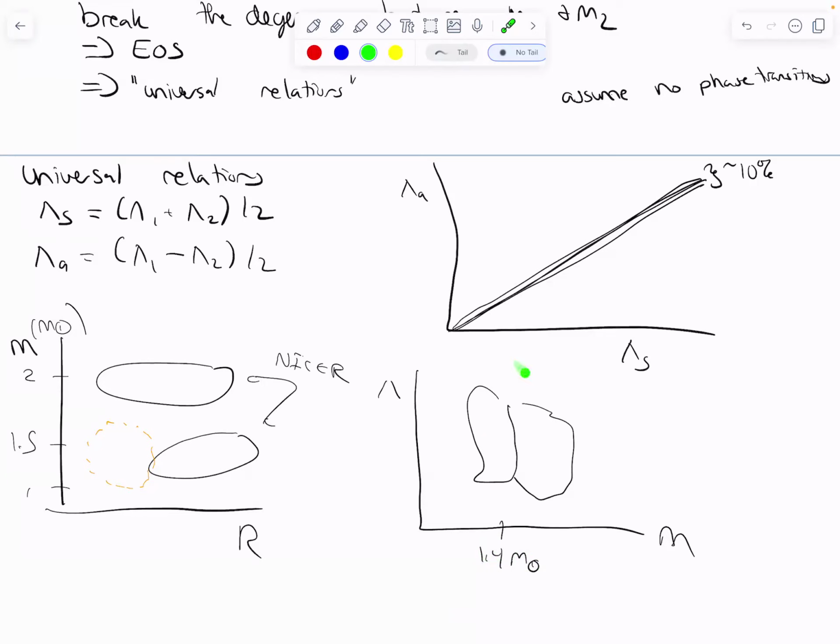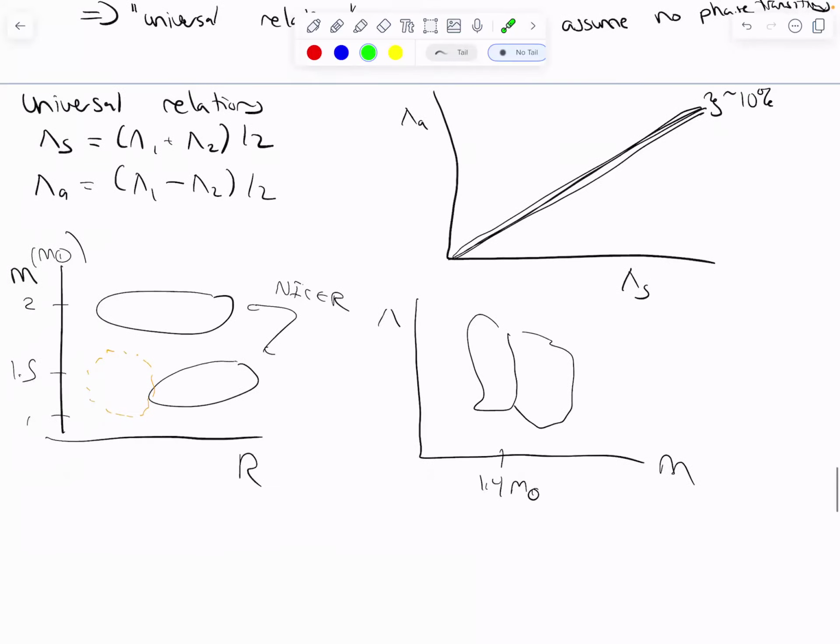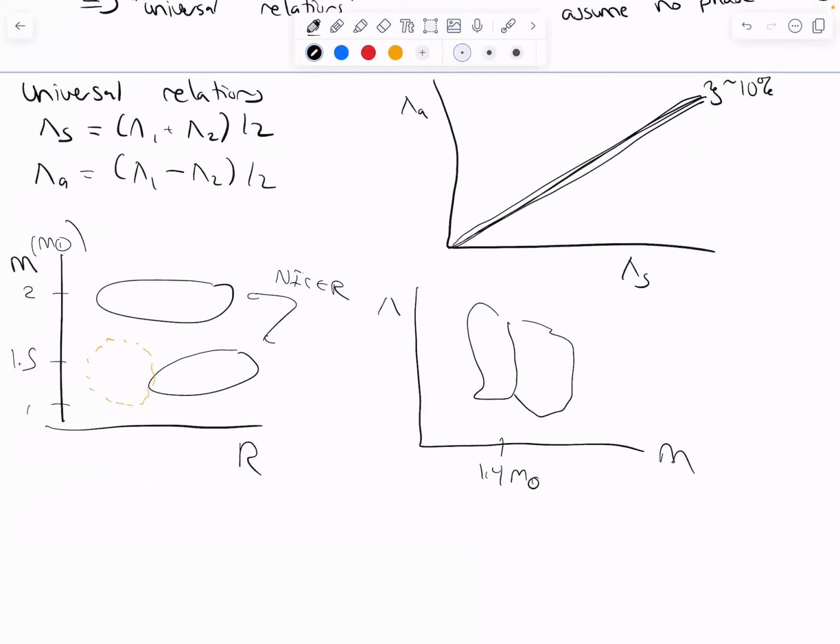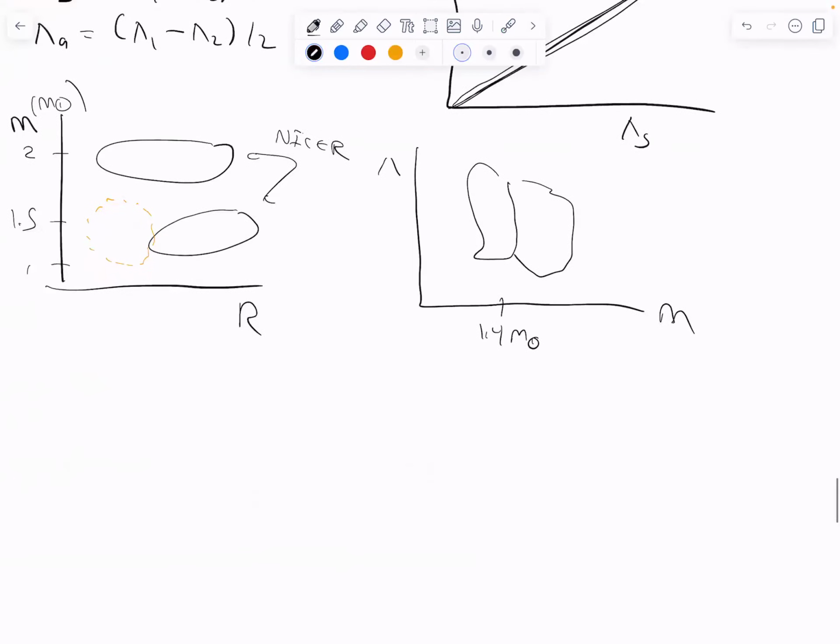And so there's many equations of state that would be above this constraint that were eliminated because of this. So these things have helped a lot in terms of our understanding of the equation of state of neutron stars. But why do we care? What is interesting about features within an equation of state? Like, what are we looking for?